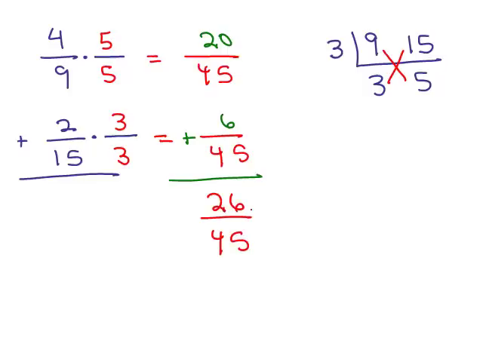Now we have to make sure that's reduced. So you think, is there any number that goes into 26 and 45? Well, 2 doesn't go into both numbers. 3 doesn't go into both numbers. 5 doesn't go into both numbers. And that's it. That's all you have to really check. So this is reduced.